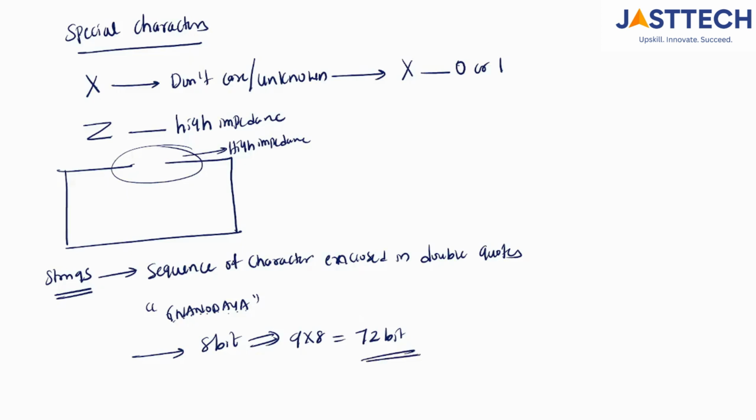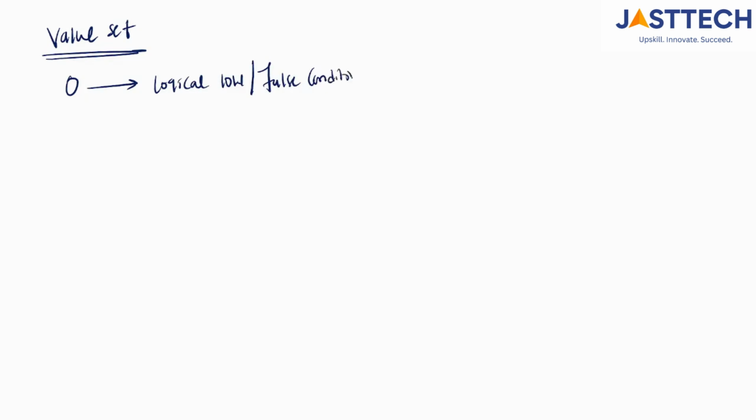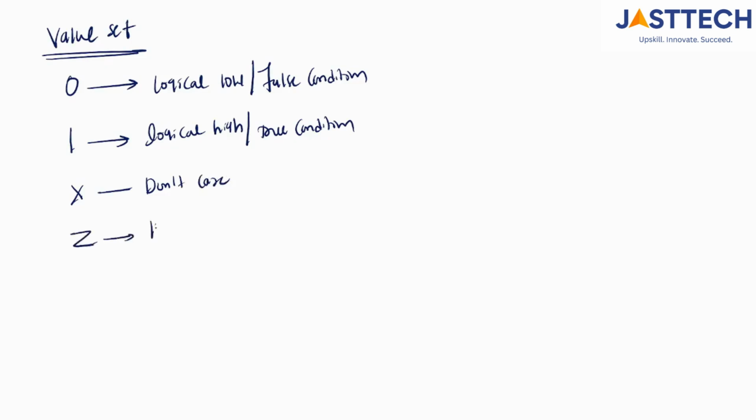Next you have the value set. Verilog supports a 4-value set. 0 is logical low or false condition. 1 is logical high or true condition. x is don't care. And z is high impedance.